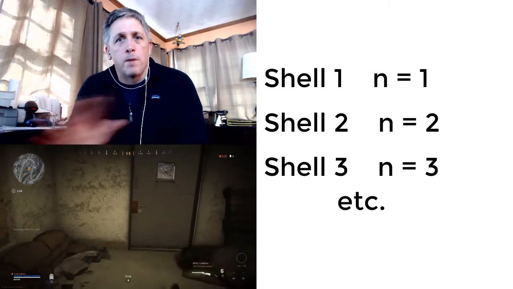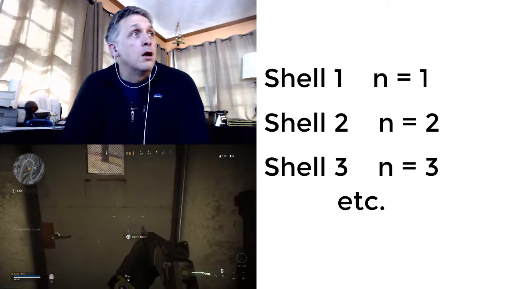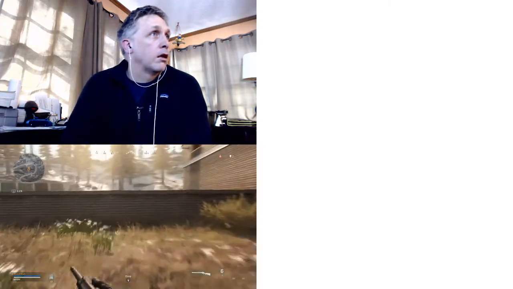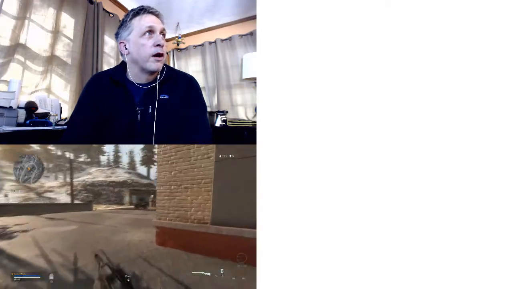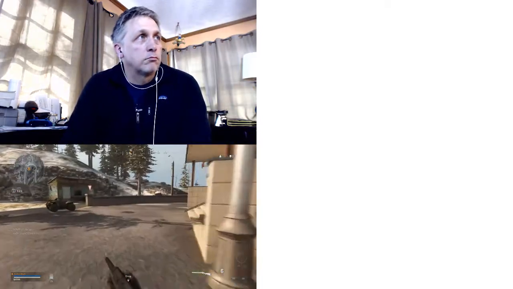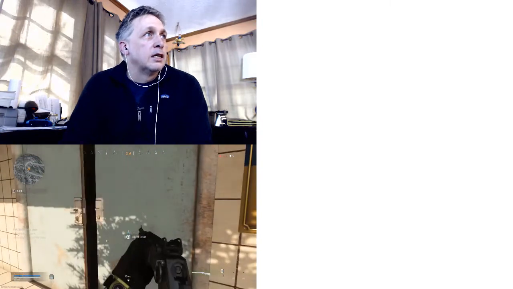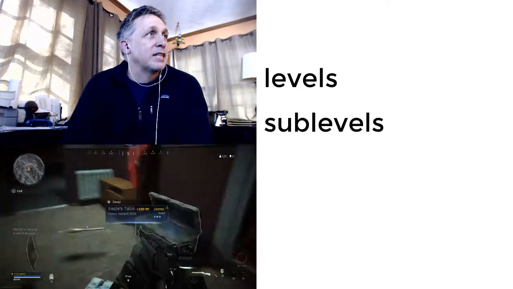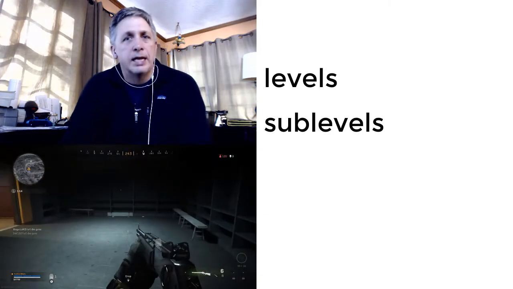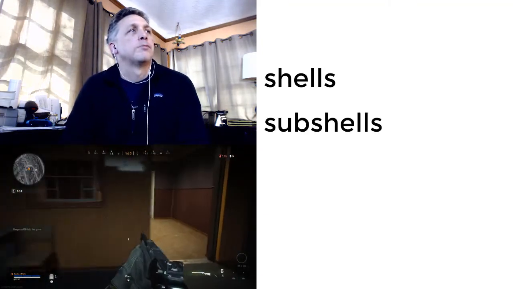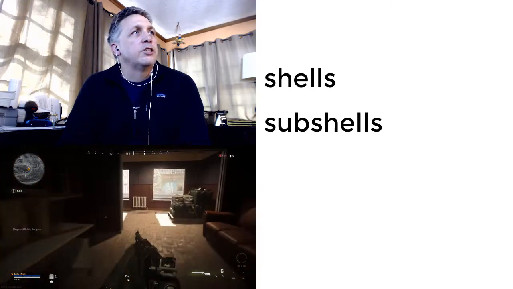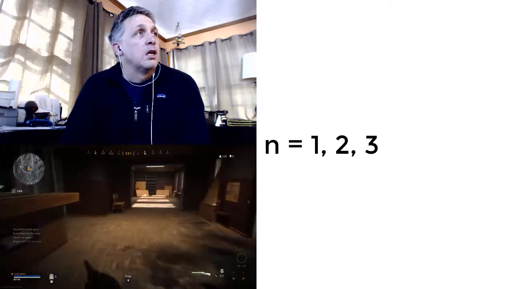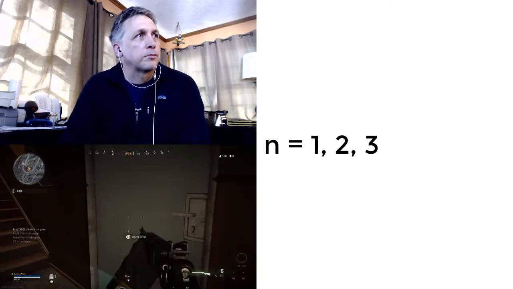But that's where Bohr's theory stopped, you may recall. What Bohr couldn't figure out, what it took people later on a little time to figure out, was that it didn't just stop at levels. These levels had sublevels, or as we say it now, these shells have subshells. And a shell is represented by the letter N, the principal quantum number.